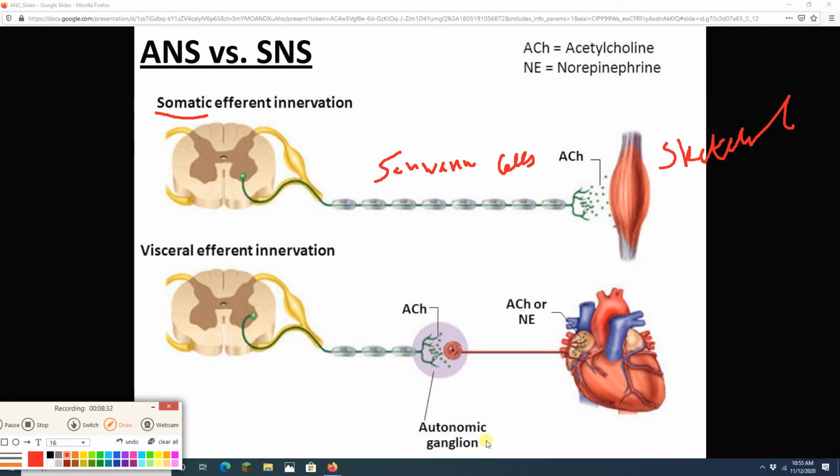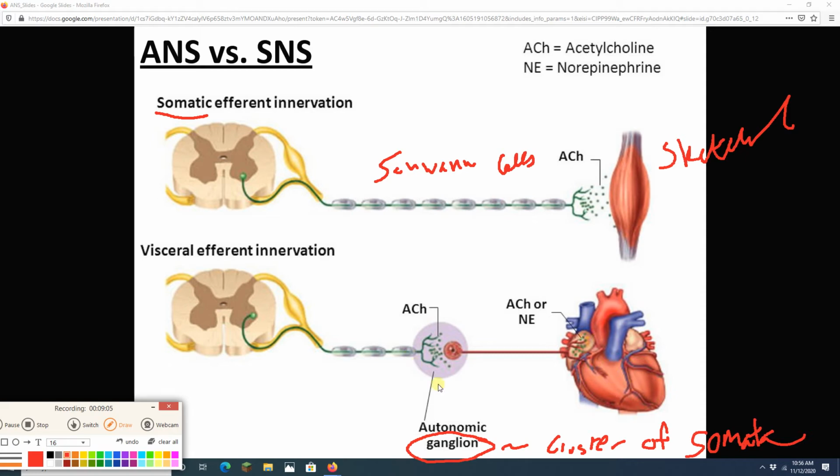Remember a ganglion. What's a ganglion? A ganglion is a cluster. A cluster of what? A cluster of somata. So here we have a synapse between our first and our second neuron. Acetylcholine is released right there. Then our second motor neuron extends onward to the target tissue, to the effector, which in this particular example is cardiac muscle.